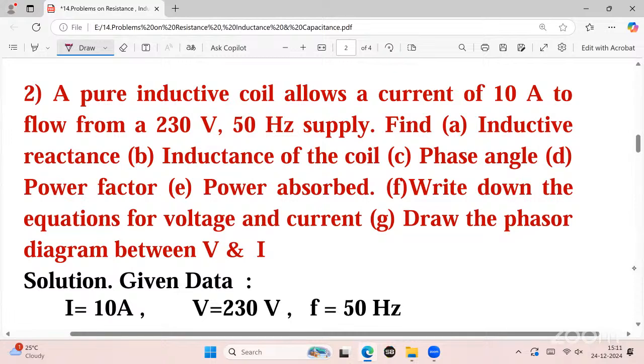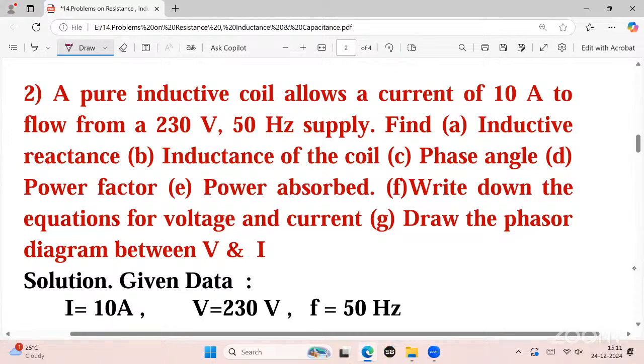Given data. What is the current flowing in the circuit? Pure inductance, 10 amperes. What is the voltage given to the pure inductance? 230, it is an RMS value. Always, I will never mention RMS. How much frequency is applied? 50 Hertz. First one, A bit, inductive reactance.